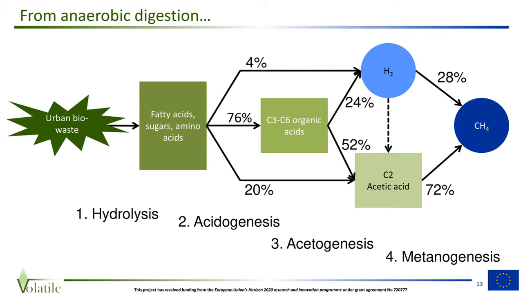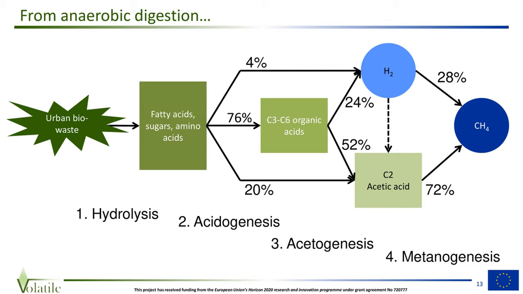In the third step, the acetogenesis, the C3 to C6 organic acids are further split up into acetic acid. So more or less 2/3 of the C3 to C6 organic acids go to C2, the acetic acid, and 1/3 is converted to hydrogen gas. And then in the final step, the methanogenesis, this acetic acid can be split to form methane and carbon dioxide. But there are also microorganisms that are able to convert the hydrogen gas combined with CO2 to produce methane.